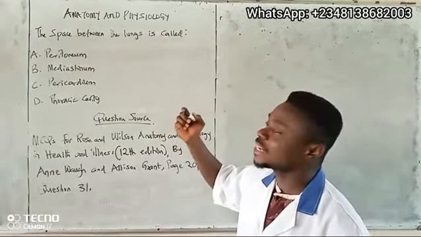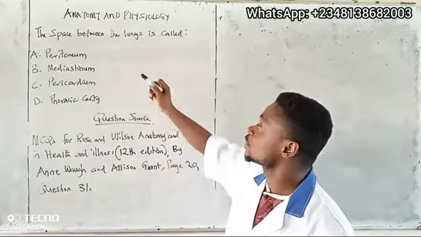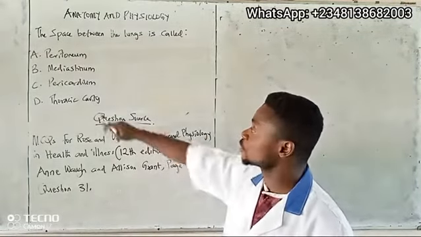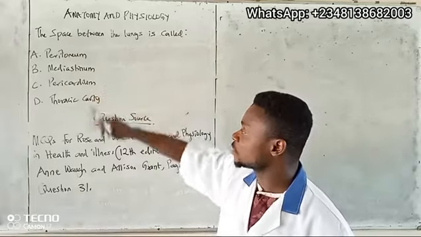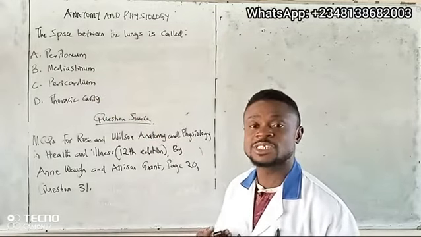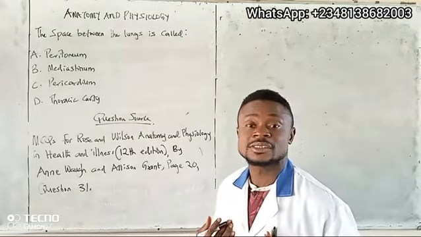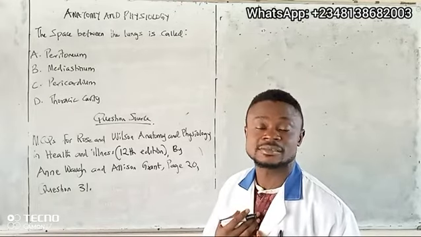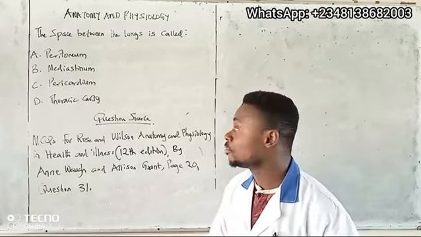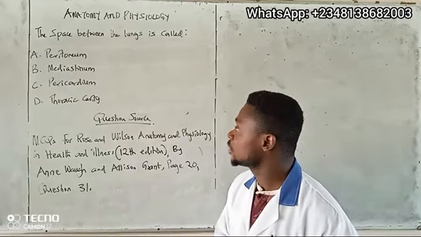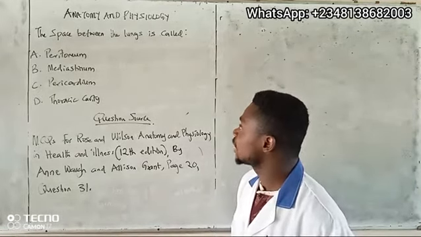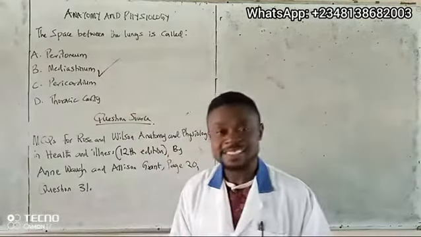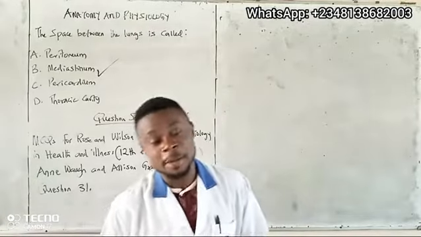Which of these options is in line with the question? The space between the lungs is what? The answer is mediastinum. Mediastinum is the space between the two lungs that houses the heart, the esophagus, and the blood vessels. So this is the answer. The answer to this question is B, mediastinum.